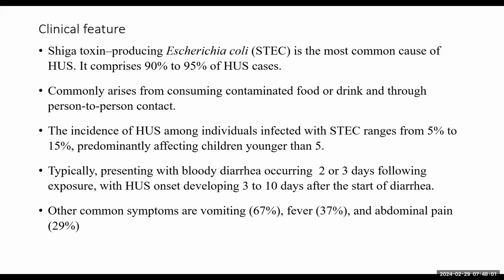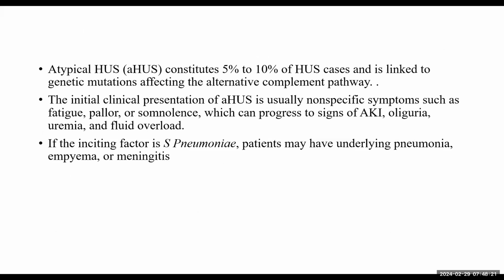Other common symptoms are vomiting, which occurs in about 67% of patients, which this patient has, and then fever in about 37% of patients, which the patient also has, and then abdominal pain in 29%. So this patient has most of these symptoms, and tends to present with hemolytic uremic syndrome. While atypical HUS constitutes a lesser percentage, accounting for 5 to 10% of HUS cases, and is linked to genetic mutations affecting the alternate pathway. The initial clinical presentation of atypical HUS is usually non-specific symptoms such as fatigue, pallor, or somnolence, which can progress to signs of end organ damage.